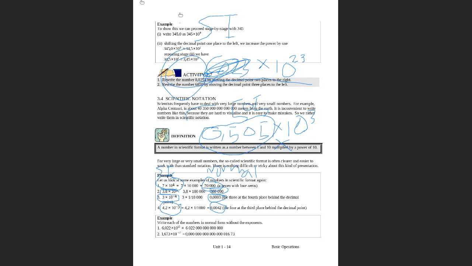So now the first question says write each of the numbers in normal form. So here you find out that the comma is here. So if it is times 10 to the power 15, yes, One Delay, your hand is up.